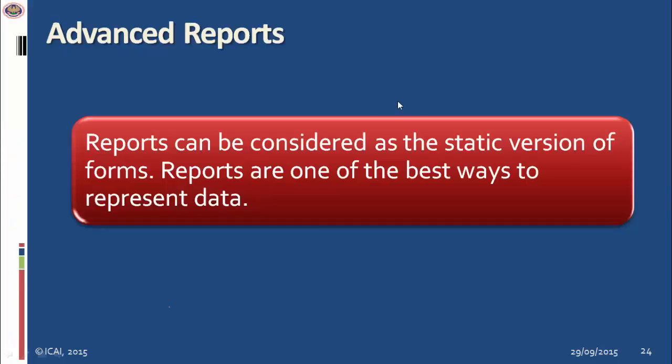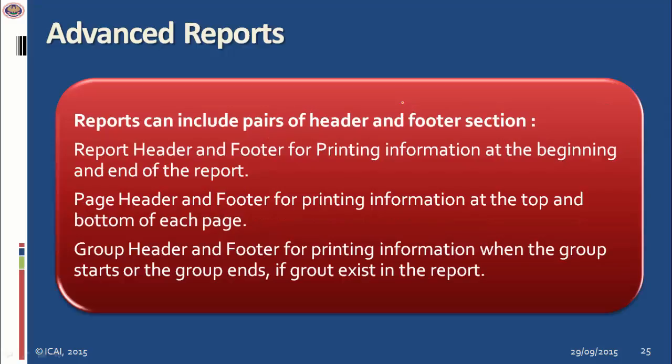Next topic is advanced report. A report can be considered as a static version of forms. Reports are one of the best ways to represent the data. Reports can include pairs of header and footer sections. Report header and footer are for printing information at the beginning and end of the report. Page header and footer are for printing information at the top and bottom of each page. Group header and footer are for printing information when the group starts or ends, if a group exists in the report.